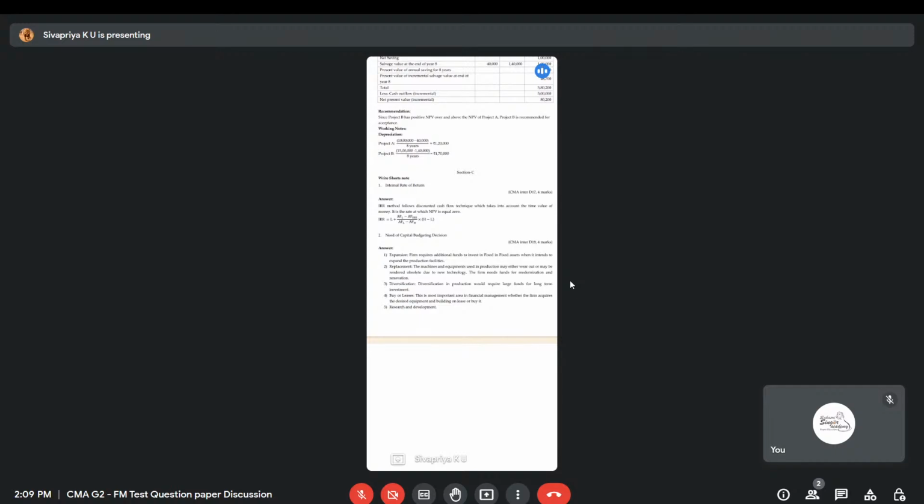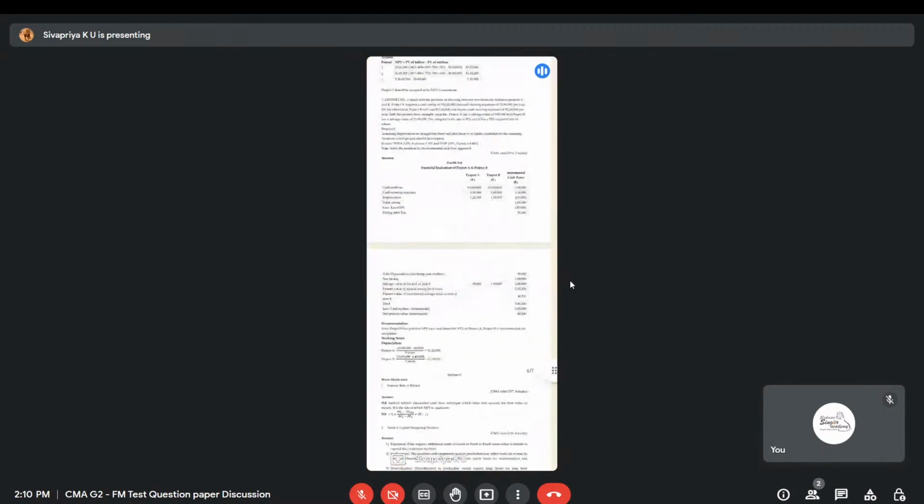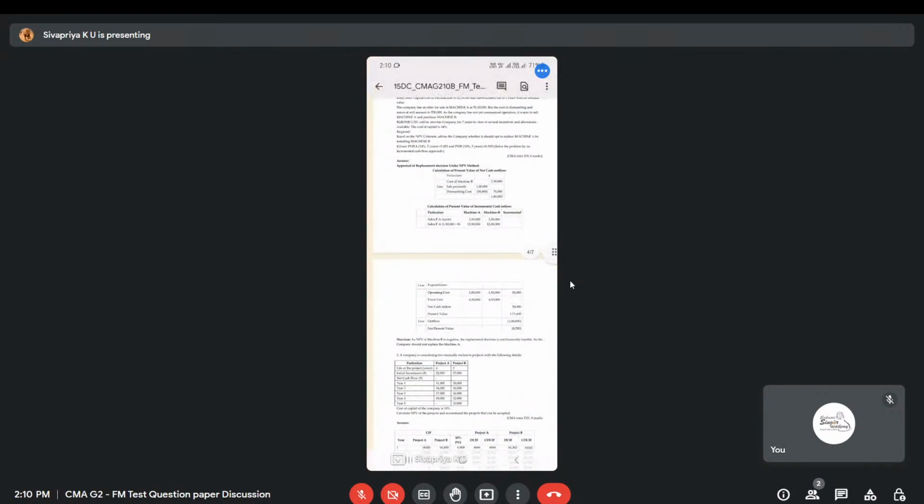Then what is the need for capital budgeting decision? If we see why, capital budgeting is done in case of any expansion of the business, when a new machine has to be bought for expansion, or replacement of an already existing machine, or you can go for diversification or buying or lease decisions and for research and development. So that's all with respect to question paper 2.